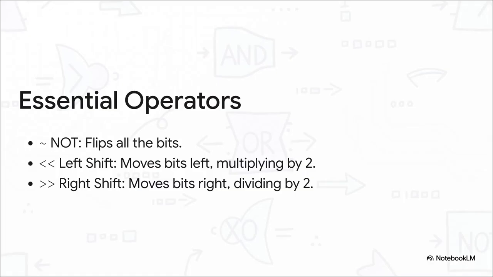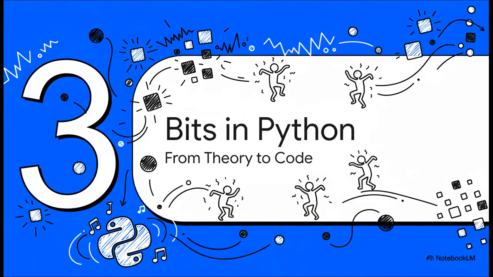And to round out our basic toolkit, we've got three more essential operators. First is NOT, which is the easiest one of all. It just inverts every single bit. It flips all the 1s to 0s and all the 0s to 1s. Simple. Then you have the shift operators. Left shift literally slides all the bits to the left, which is a mind-blowingly fast way to multiply a number by 2. And right shift does the opposite, sliding them to the right for a super fast way to divide by 2.